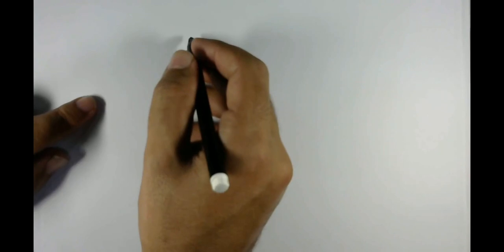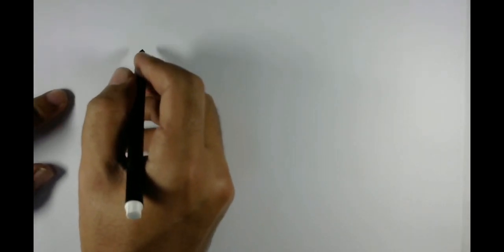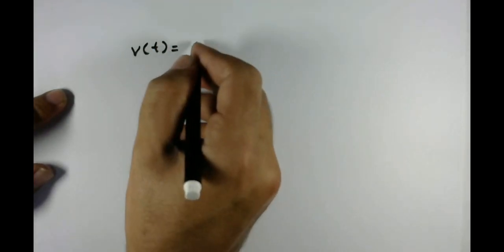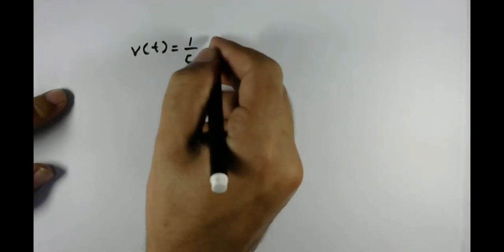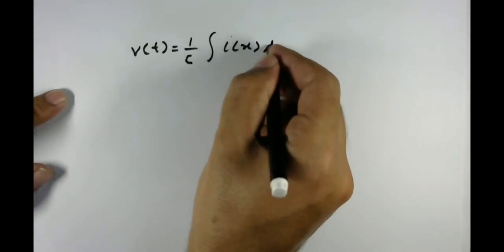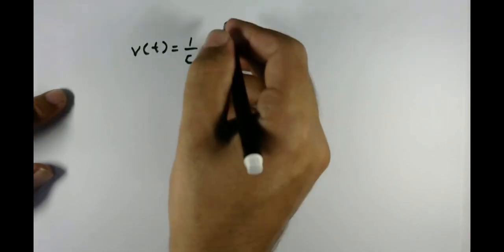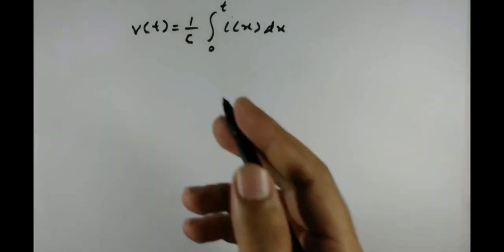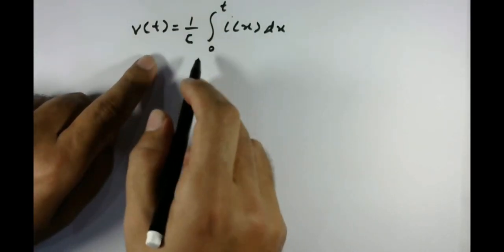So you know that if you are given a capacitor, and you need to find the voltage across that capacitor, then how do you find it? That voltage across the capacitor will be in time domain. This will be V of t is equal to 1 by C integral I of x dx, and we integrate x from 0 to t. So this is our equation for voltage across the capacitor.